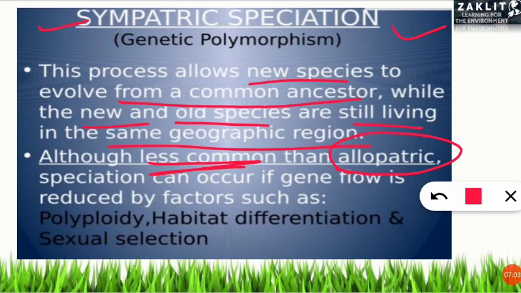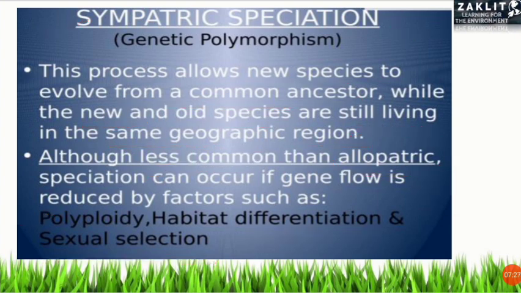Speciation can occur if gene flow is reduced by the following factors. So what are the factors playing a role in reducing gene flow? That is polyploidy, habitat differentiation and sexual selection. So here habitat differentiation is not there, since it is the same geographic region, that's why this speciation is less common. But if these three things are there, that is polyploidy, sexual selection and habitat differentiation, then speciation is seen in greater numbers. So you should note down all these things which we are discussing in the video. Take out your notes, pen and paper, because this will be very helpful for your examination.